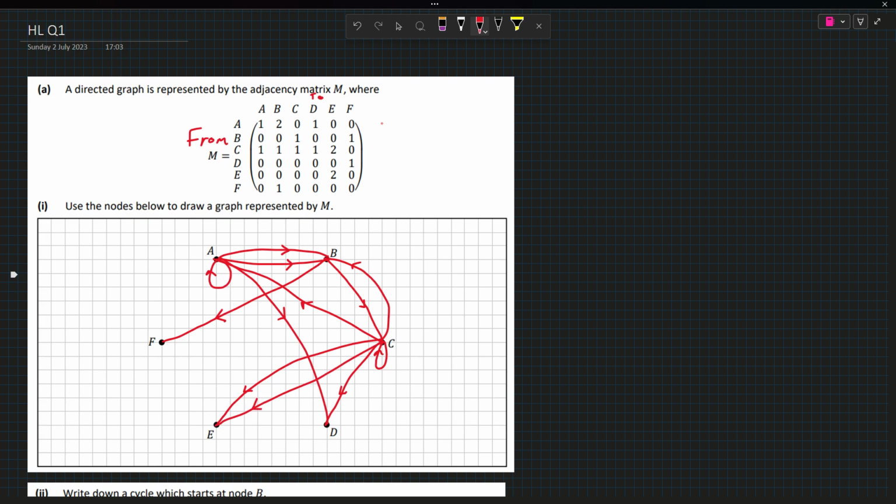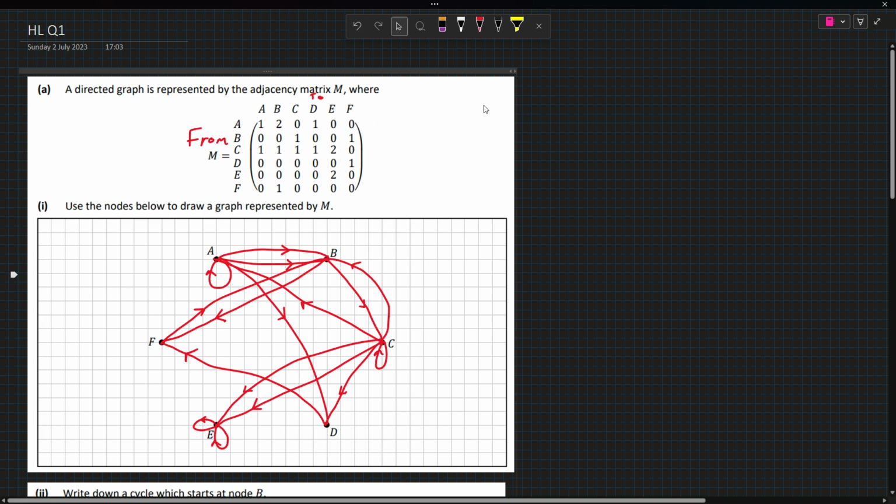Now D is only connected to F. So D goes to F. E is connected to itself twice. So 1 loop and 1 loop. And then F is just connected to B. And that's roughly what it should look like.